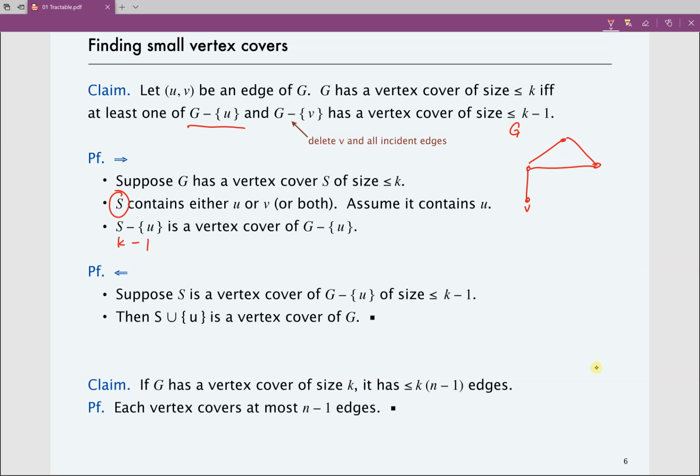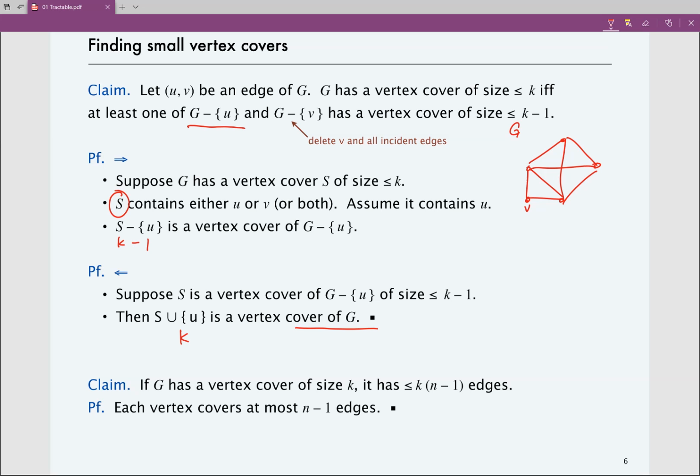Now, if V was inside of S instead of U, then S minus V would be a size K minus 1 vertex cover of G minus V. All right, so now we've shown the first direction. The other direction is simply that, suppose S is a vertex cover of G minus U of size K minus 1. Then if you simply add node U, that allows you to cover all of G, and it takes you K nodes to do that. So we've shown both directions now.